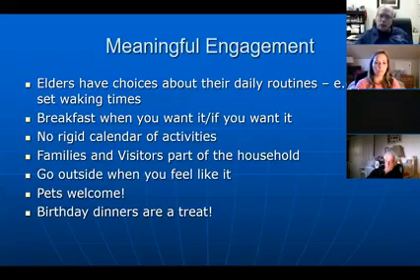And they get so much closer, not only to their loved one, but also to the other folks that are in the household. I mentioned before, you can go outside when you feel like it. You can bring pets in, either as permanent residents of the greenhouse. It doesn't happen all that often because usually residents don't vote for that.